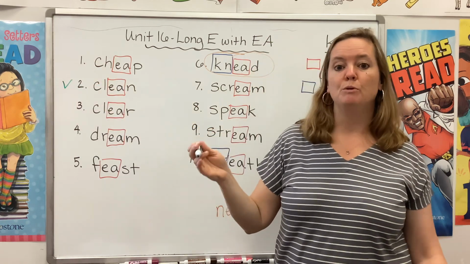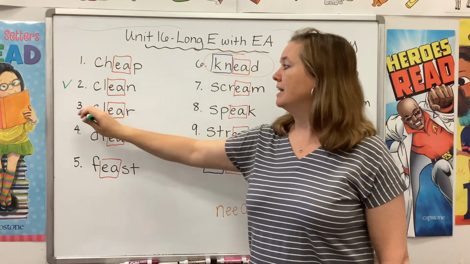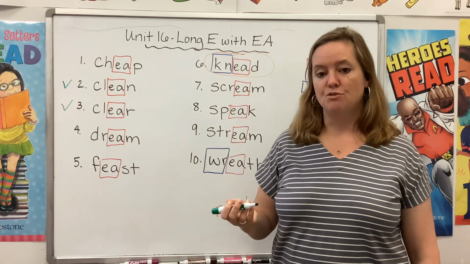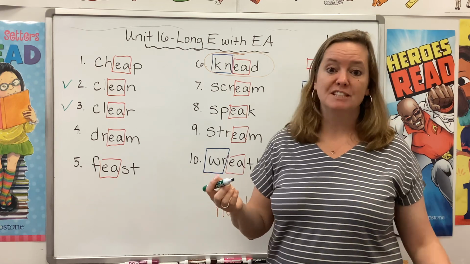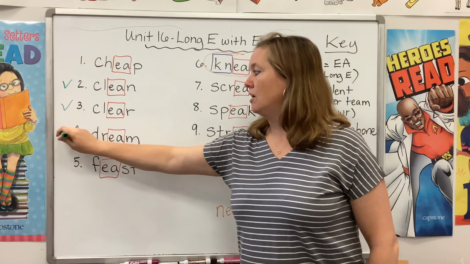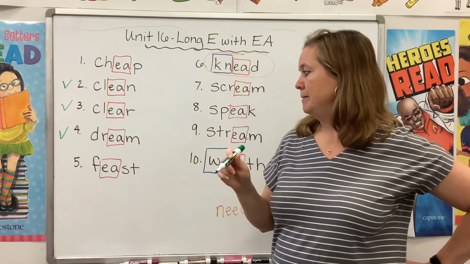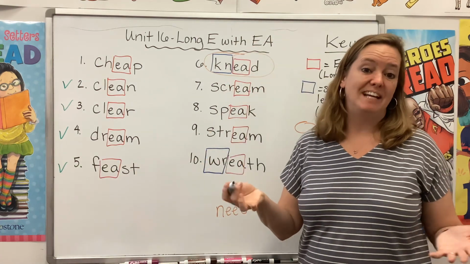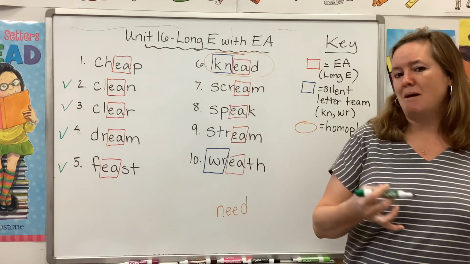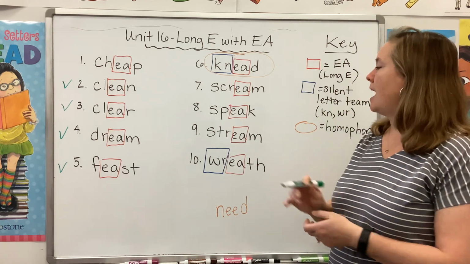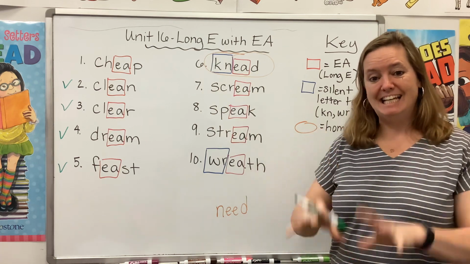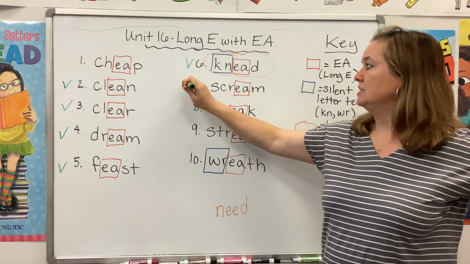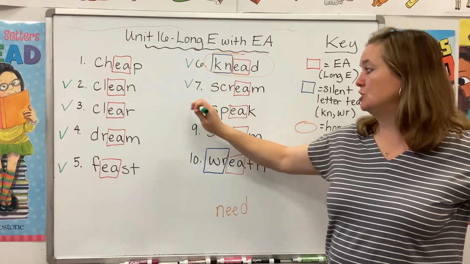You can clean your room, you can clean out your desk. We can also clear things, right? After it snows, you might have to clear the driveway. You might have to clear your schedule. We can all dream. That's a verb. We can even feast. If we eat a big meal, think about like Thanksgiving, we feast on turkey and mashed potatoes and yummy desserts. I already explained that kneading is something we do with our hands, so that's a verb. We can definitely scream, right? We can speak.